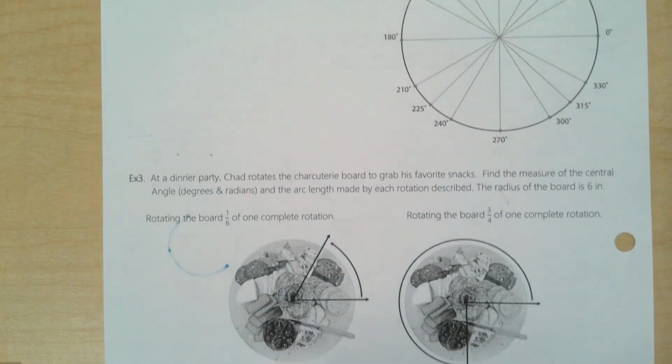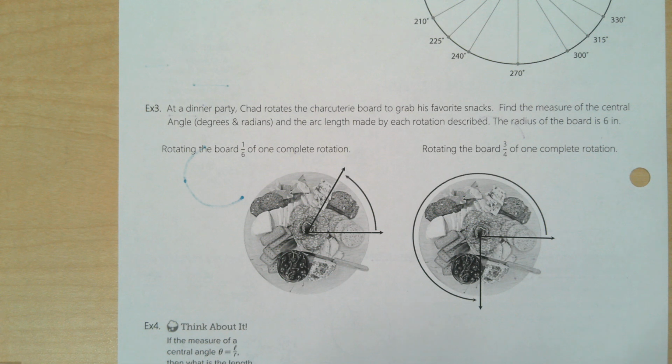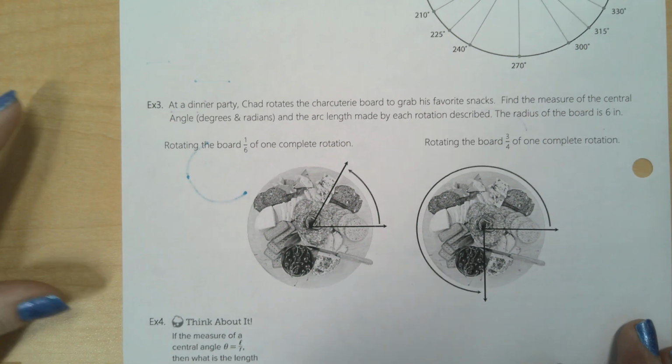Okay. I want to go to example 3. We're going to do all 3 things. We are going to find the central angle in degrees, we're going to find it in radians, and we're going to find the arc length. So we're putting the 3 things together.